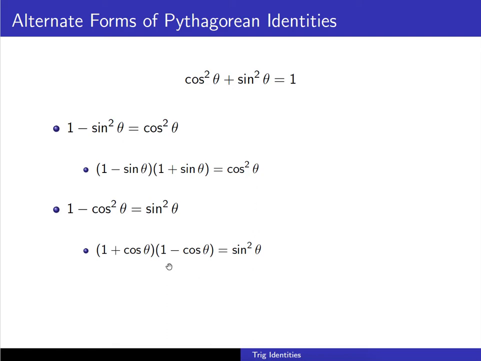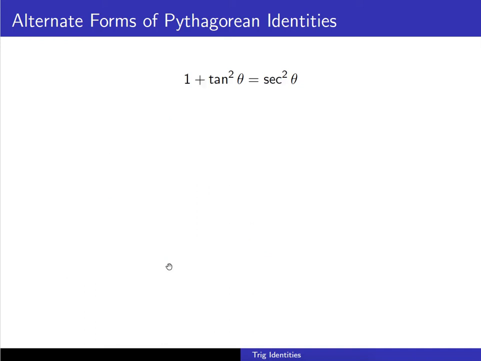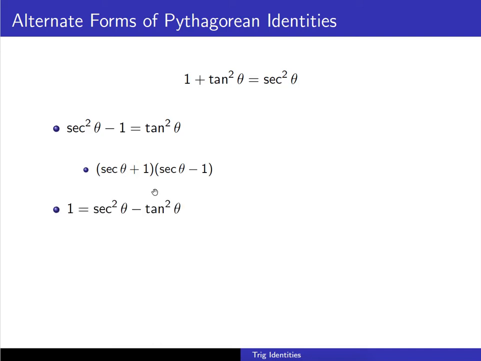Our other 2 Pythagorean identities also have that similar characteristic. So we have 1 plus tangent squared equals secant squared. If we subtract 1 from both sides, we get tangent squared is secant squared minus 1. That factors as secant plus 1 times secant minus 1. So tangent squared also equals secant of theta plus 1 times the secant of theta minus 1. If we instead subtract tangent squared from both sides, we get secant squared theta minus tangent squared theta equals 1. And secant squared minus tangent squared is secant plus tangent times secant minus tangent. So we get another difference of squares factorization here.